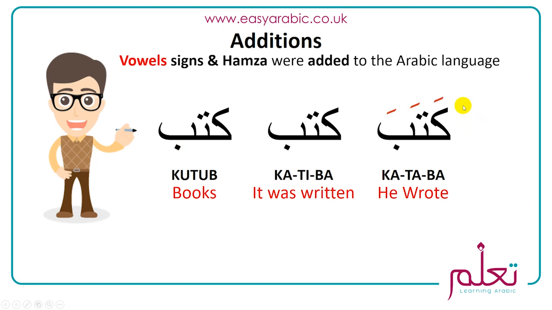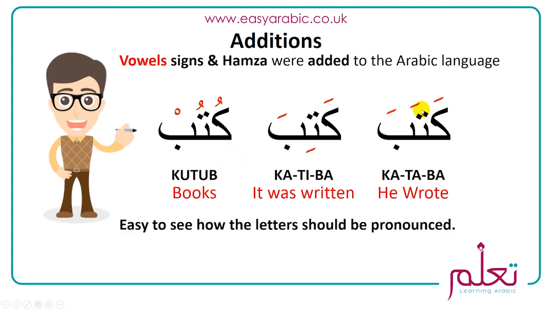The first one is the 3 lines above each of the letters, ka, ta, ba, which is the fatha. I'll explain what fatha is in a few minutes. The next one is kutiba. And the last one has 2 dammas and a sukun: kutub. Having placed these vowel signs, and once you understand what they are and how to pronounce them, it will make it so much easier for you to pronounce the words correctly.